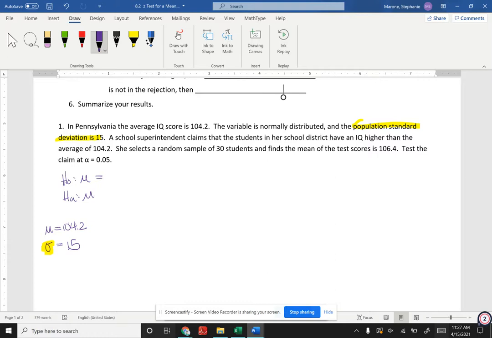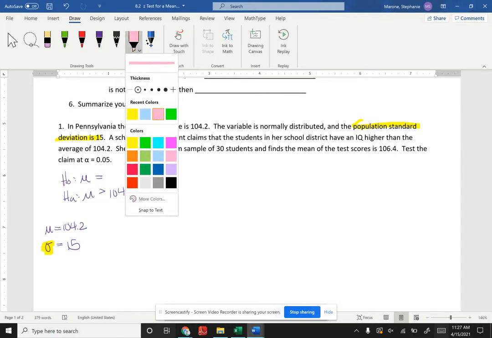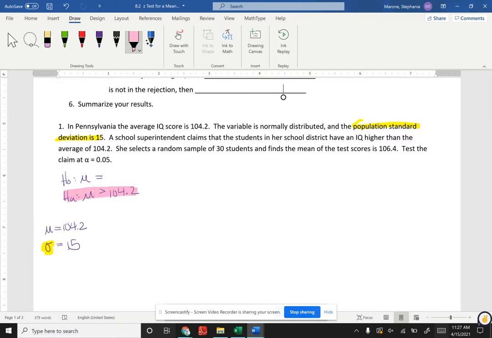A superintendent claims that the students in her school have an IQ higher than the average of 104.2. So this superintendent is claiming that her students have an average higher than that. Because it says the claim is an IQ higher than the average, the null or alternate hypothesis is going to be the claim.